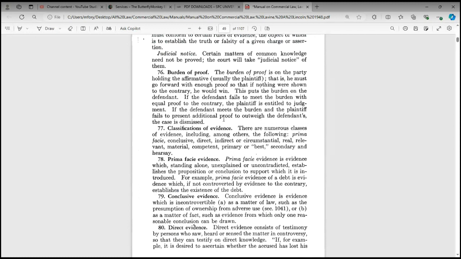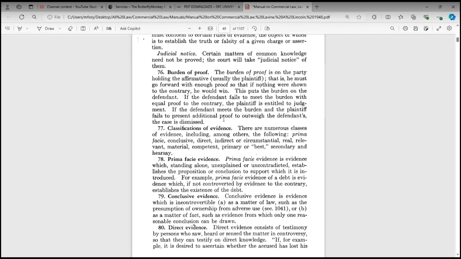Burden of proof. The burden of proof is on the party holding the affirmation, usually the plaintiff. That is, he must go forward with enough proof so that if nothing were shown to the contrary, he would win. This puts the burden on the defendant. If the defendant fails to meet the burden with equal proof to the contrary, the plaintiff is entitled to judgment. If the defendant meets the burden and the plaintiff fails to present additional proof to outweigh the defendant's in the case, his counterclaim or counter-argument, the case is dismissed.